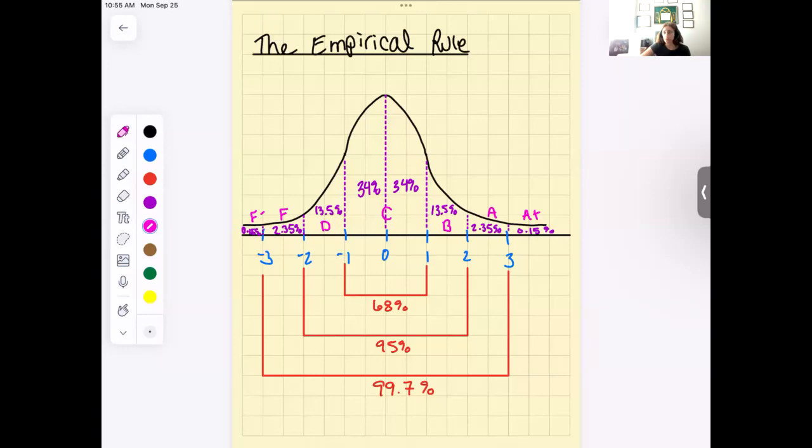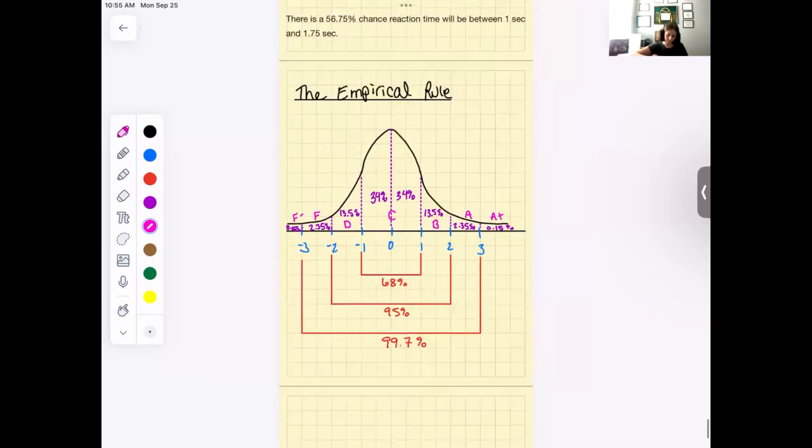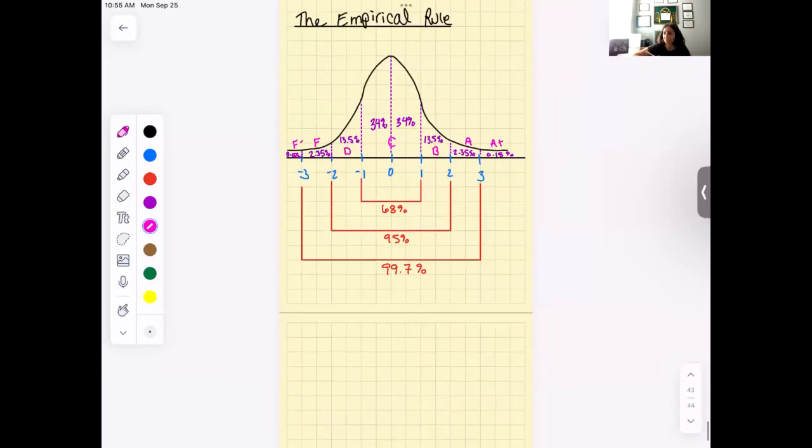So just make a note to yourself that you can use the empirical rule if the question asks you about exactly on a tick mark, 1, 2, 3, for example. Okay, you can just add up the areas under the curve. So just write that down in your notes so you remember what that is for. So that was just a little sidebar.